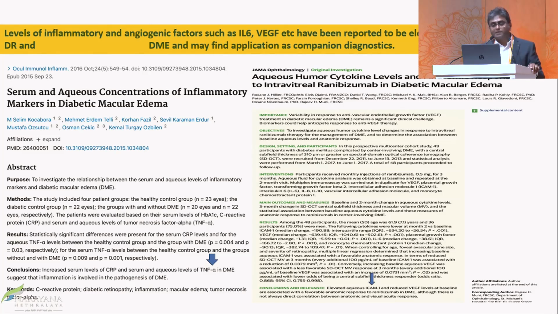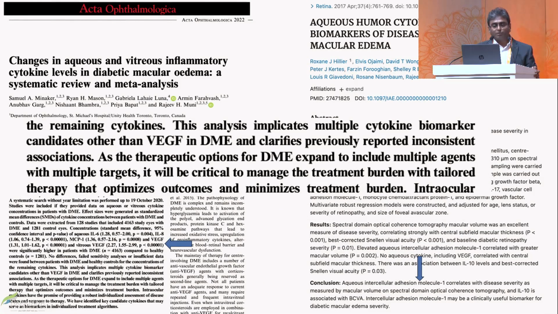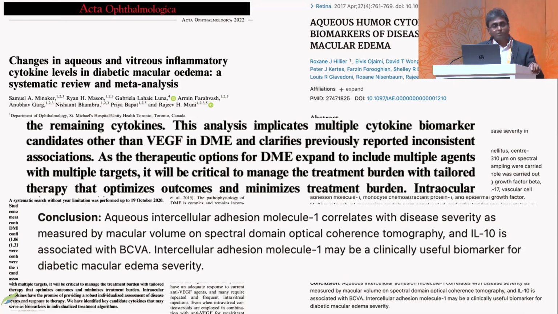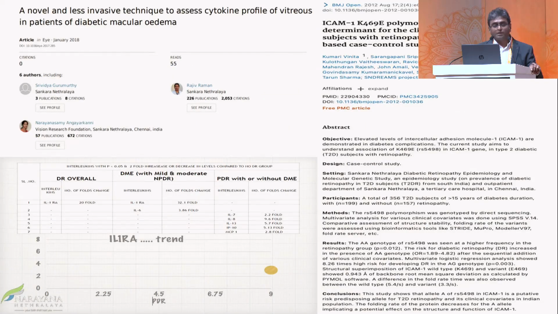Many articles have been published over a period of time which show that IL-6 and VEGF are implicated in these conditions. There are articles which even say we should look beyond VEGF in the causation and progression of this problem. Adhesion molecules are also extremely important. And there are studies which have shown that different types of macular edema have different cytokine biomarker profiles. There were even studies which showed that IL-1 RA was increased in these macular edema biomarkers.